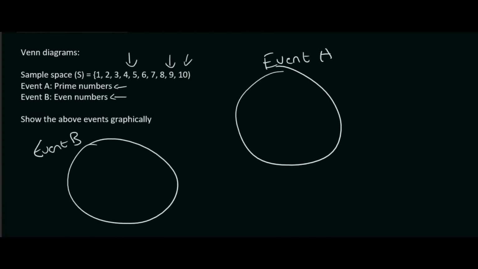Now, for event A, all the prime numbers. Well, prime numbers would be the numbers like 2, 3, 5, 7, and that's all. So we can put those over here, 2, 3, 5, and 7. Then for event B, those are your even numbers, 2, 4, 6, 8, and 10. So 2, 4. Actually, we don't have to put the commas like that. And then we're done.